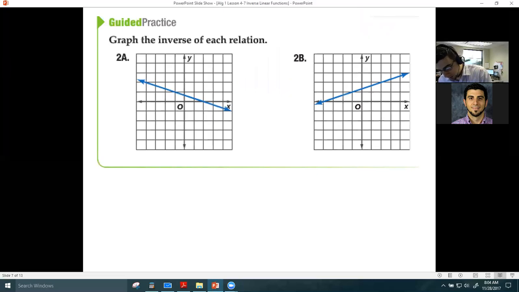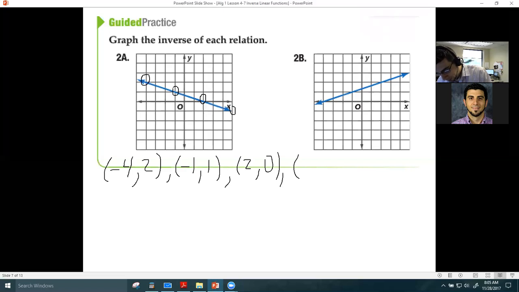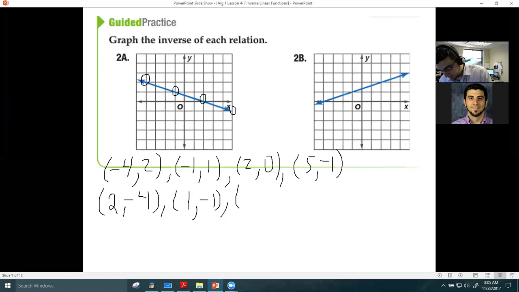Okay, we're back. So this graph goes through the points negative 4, 2, negative 1, 1, 2, 0, and 5, negative 1. So I just flip-flop the points. 2, negative 4, 1, negative 1, 0, 2, and negative 1, 5.